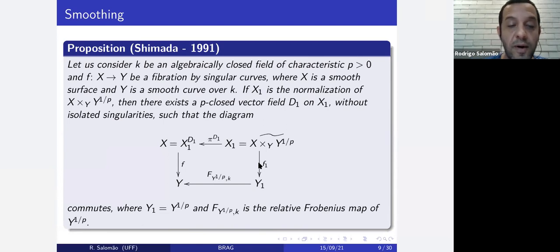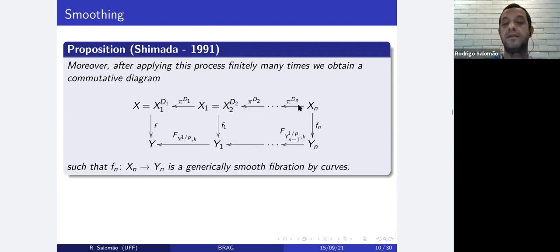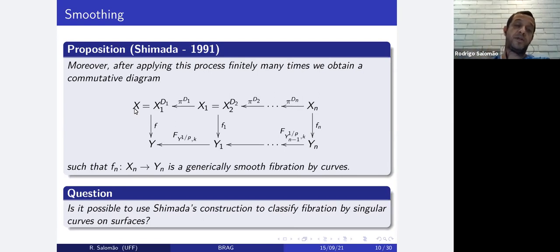Okay. So, but this fibration cannot have a fibration by smooth curves like in the previous example, but Shimada proved that after applying this process finitely many times, we obtain a commutative diagram such that the last fibration is a generically smooth fibration by curves. So we say that this fibration is called a smoothing of the first fibration, okay? So a natural question here is if it's possible to use Shimada's construction to classify fibrations by singular curves on surfaces. And in this work, we will answer this question in a particular setup, okay?